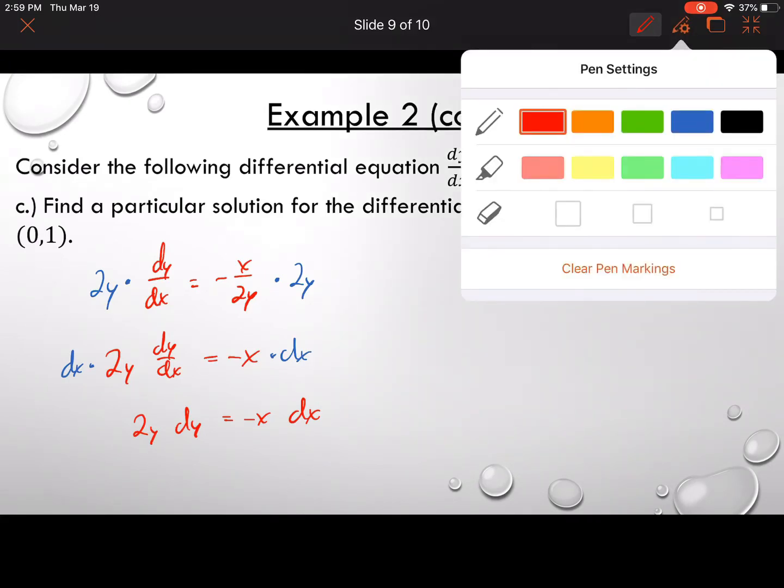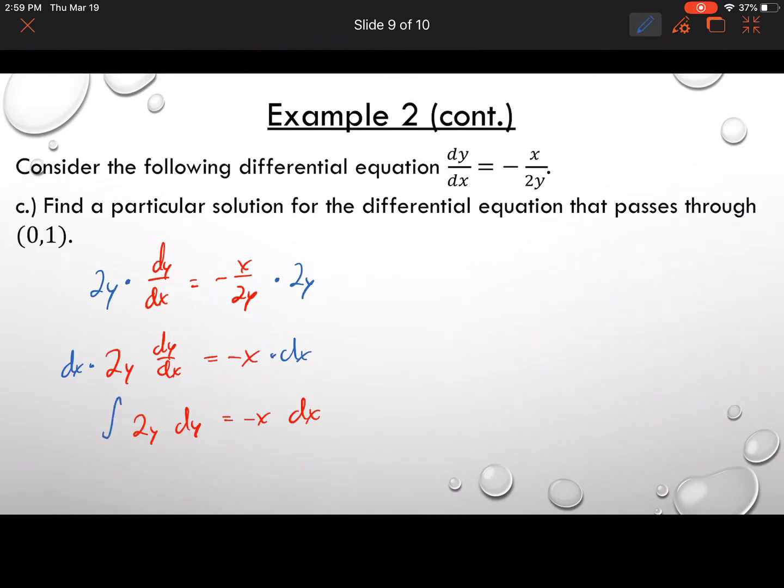And how did we do antiderivatives last unit? We took the integral. Now in this case, we're going to do the integral of both sides, because think of the integral as just like adding or subtracting, it's just an operation. So if I do the integral of one side, I have to do the integral of the other side. So if we do the integral of both sides, we end up with y squared is equal to negative x squared over 2 plus c.